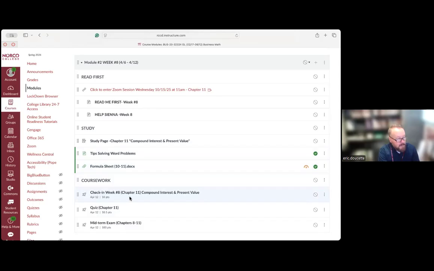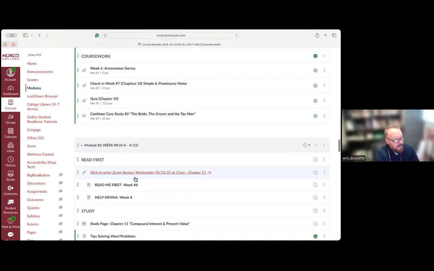So as we come down then to the actual coursework, once again, you have a check-in assignment where you're going to be helping Sienna solve some compound interest problems and present value problems. Again, this goes back to her wanting to save money. She's going to put a sinking fund together, etc. So make sure you review that. That's actually the case study that you're going to be doing.